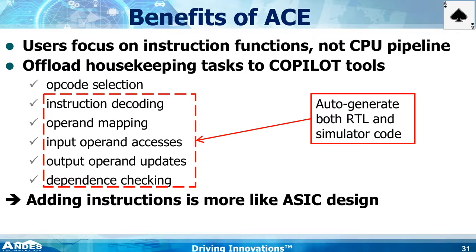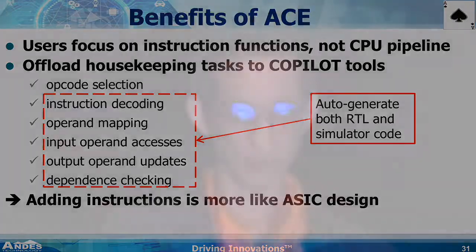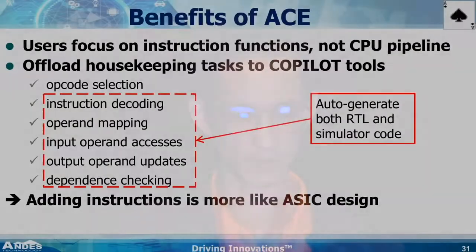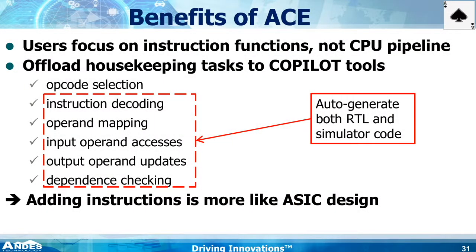For example, we never talked about opcode selection, so you don't need to worry about that. We'll find the best opcode position for you, and also the instruction mapping. Once we do that, the tool can automatically generate the instruction decoding Verilog, and also code for the simulator, operand mapping, how we get the input operand, and for the output operand, how we do the update, and dependency checking with the previous instruction and the instruction afterward. This is all done by the COPILOT.